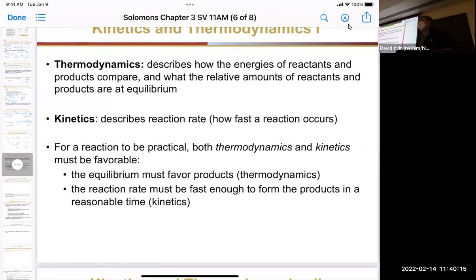But kinetics is all about how fast the reaction went. If it's how fast the reaction goes, you can start with something that has this amount of energy, and if it goes really fast, you can end up with something with a lot of energy. That's not thermodynamic. That's going the wrong way. So we're going to see how they do it.